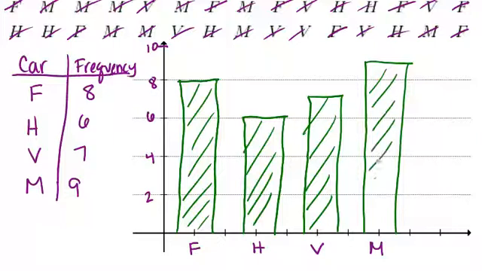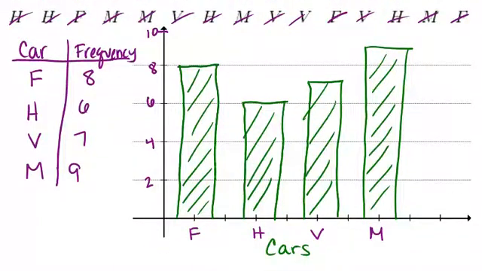And the last thing you want to make sure that you do is label your axes so that people know what this actually is. So our x-axis is our cars and our y-axis was the number of people with that car, or the frequency of that car from this survey. And there we go.